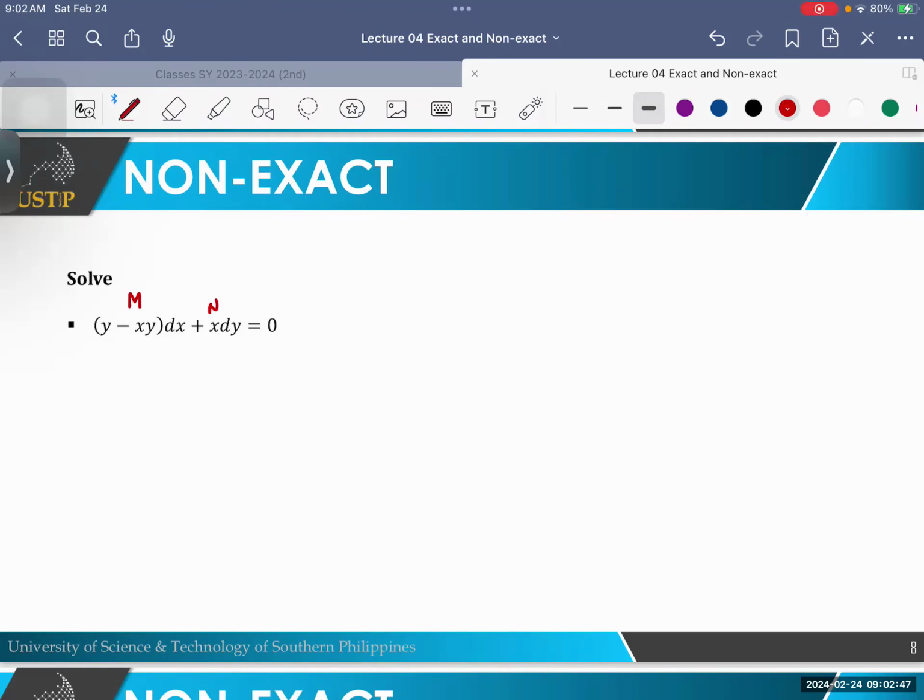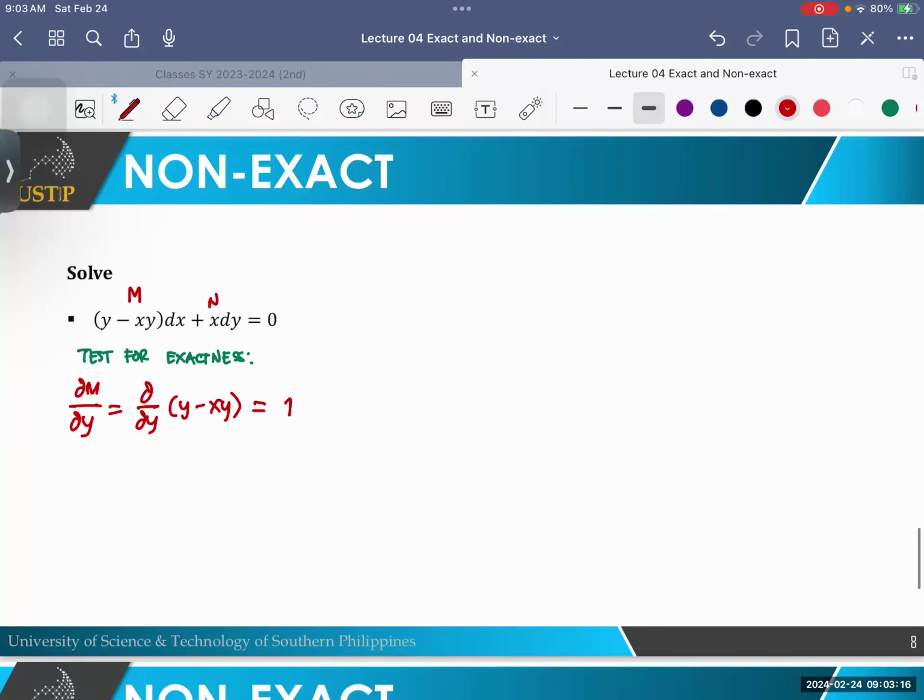Okay? So first, we don't know yet whether it is non-exact. We test for exactness, of course. Let's start with testing the exactness. So we have the partial derivative of M with respect to y, and that is equal to, M is y minus xy. Partially differentiating with respect to y, x is a constant. So this will become 1. The xy becomes minus x, because x is now a constant.